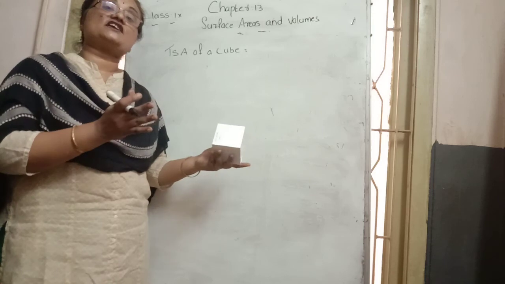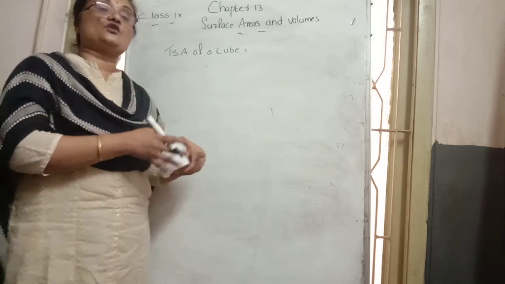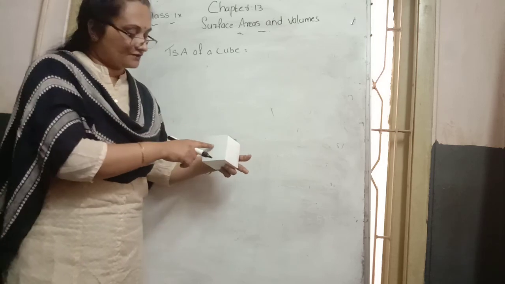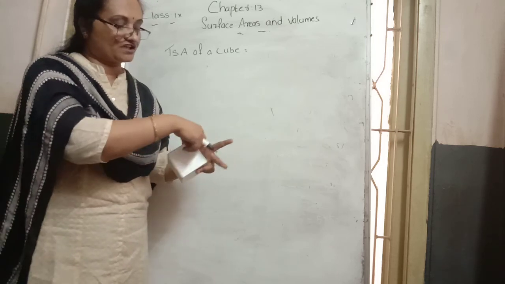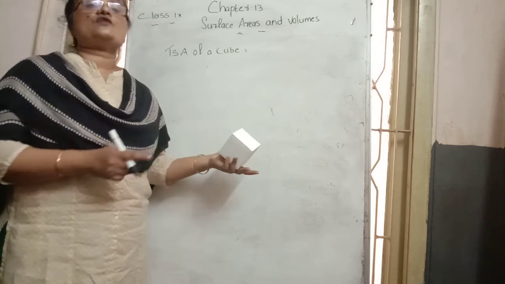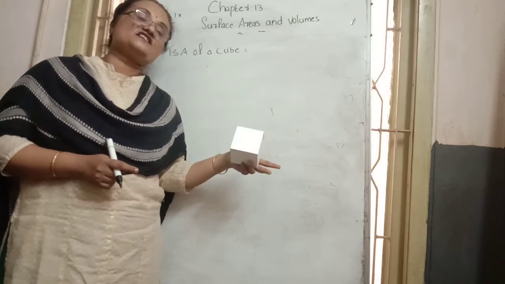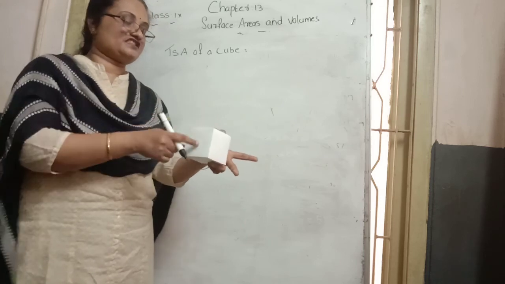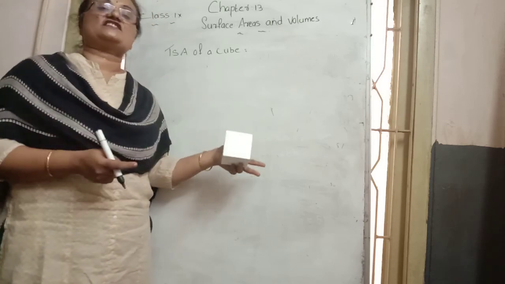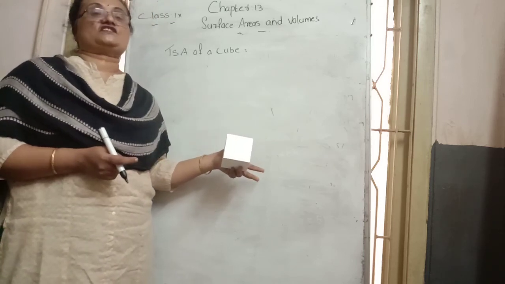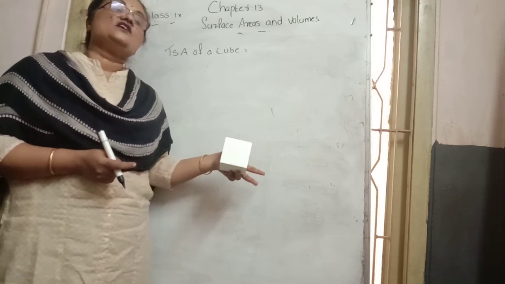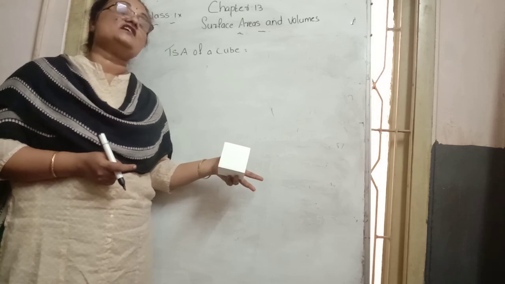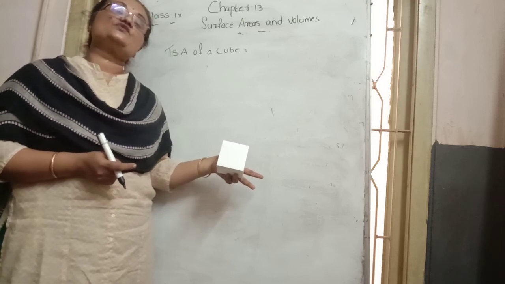All faces are equal. Which shape? All faces are a square shape. Here square, here also square, here also square. All faces are square. How many faces does a cube have? 6 faces: first, second, third, fourth, fifth, sixth. Like this way we can take 6 faces. So the specialty is that all faces are equal and all are square shaped. The area of a square is side into side.